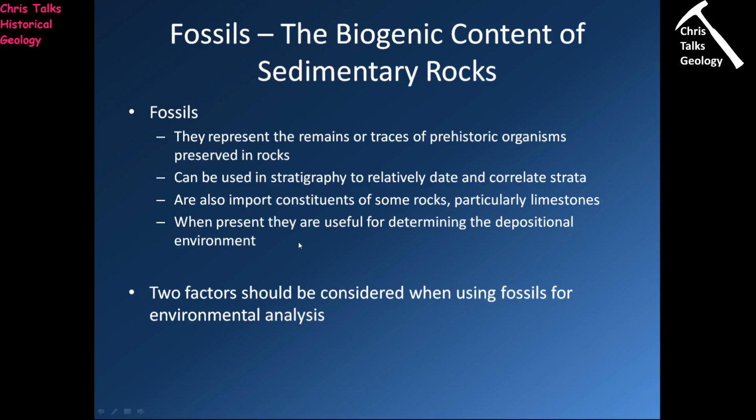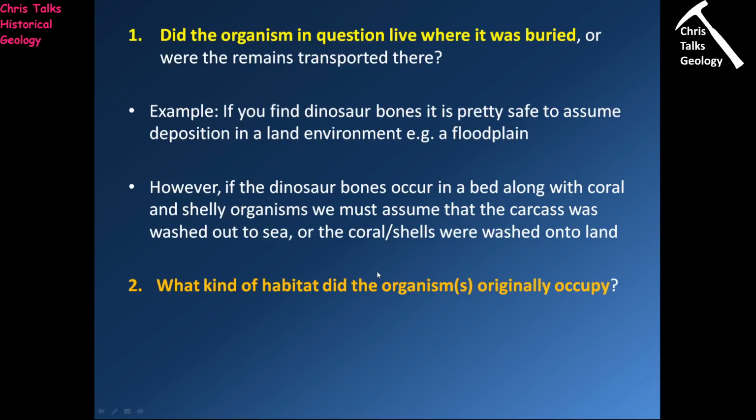So we love fossils. Now, two factors must be considered when we're using fossils to help us work out the environment in which our rock formed. The first question is, did the organism in question live where it was buried, or was it transported? So let's try and think of an example. If we were to find dinosaur bones, you would typically assume that means the sediment you're looking at was deposited in a continental environment. So maybe something like a floodplain, and that would be reasonably logical because dinosaurs lived on dry land.